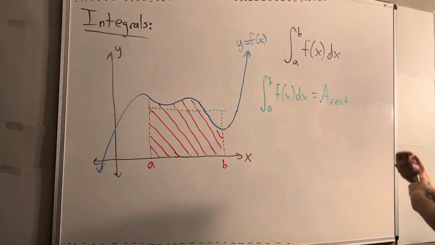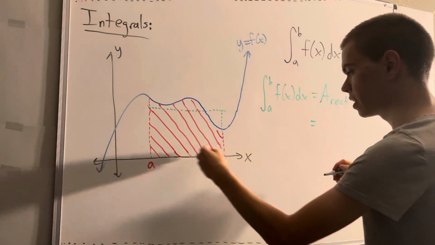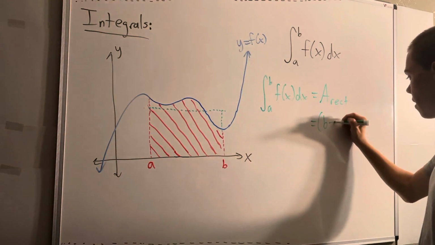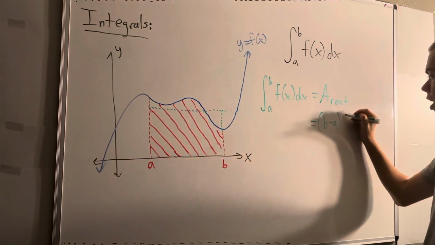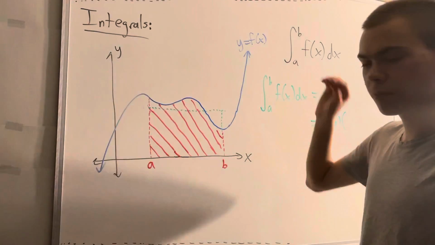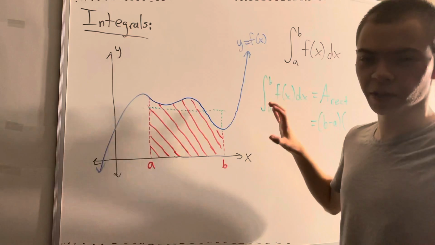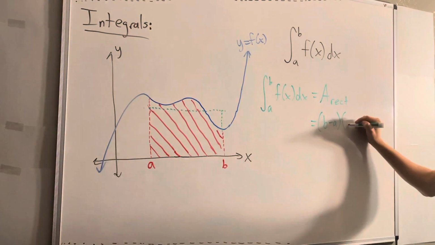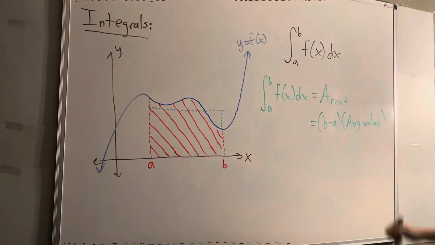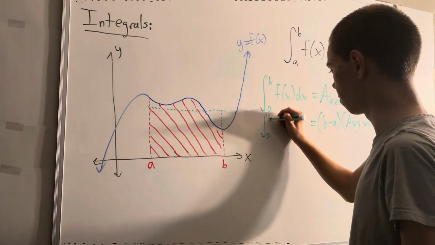And we know that the base of the rectangle is just going to be this length right here, which is b minus a. And then the height of the rectangle is pretty much just this height right here, right? And we remember that this is just the average value of the function. So the height is the average value of the function, right? So what we get is base b minus a times the average value, okay, so this is what's equal to our integral.